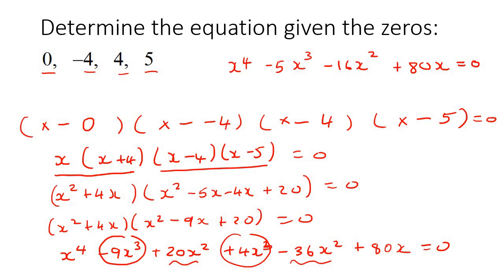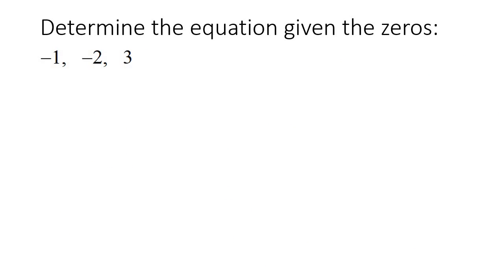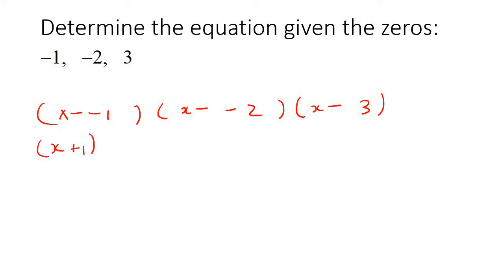Let's do another example. Here we have been given 3 zeros, so we make 3 brackets. So then we say x minus, x minus, x minus, go fill them in, -1, -2, 3. And so that becomes x plus 1. Oh, I should say equals to 0. x plus 1, x plus 2, and x minus 3.